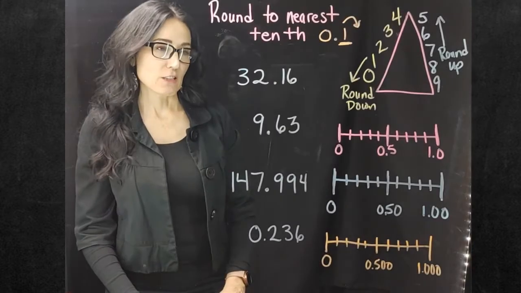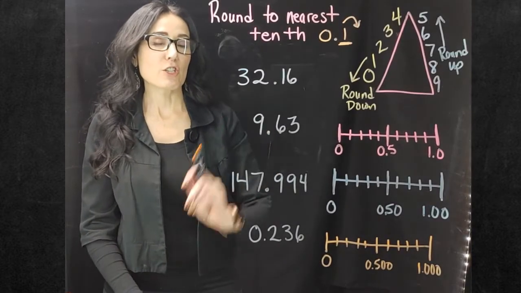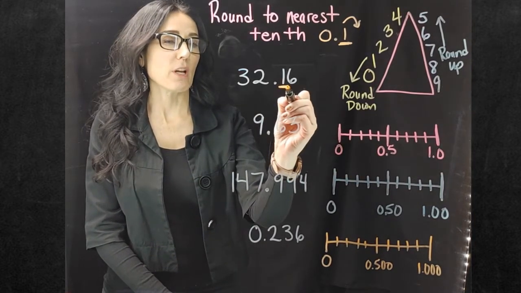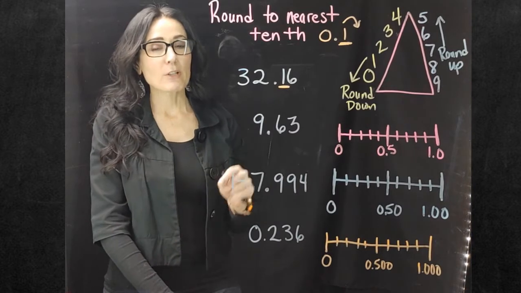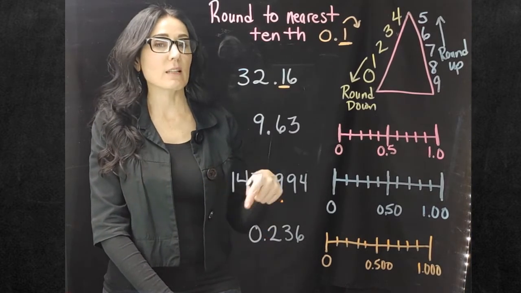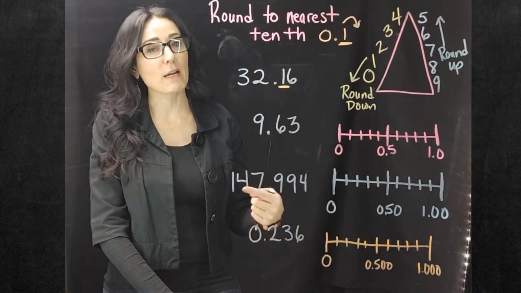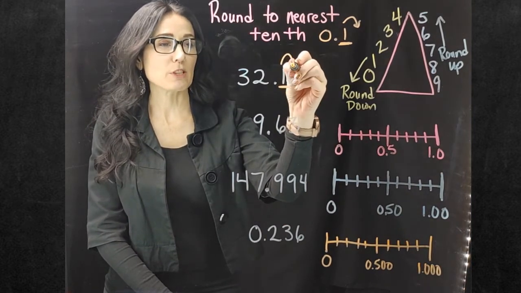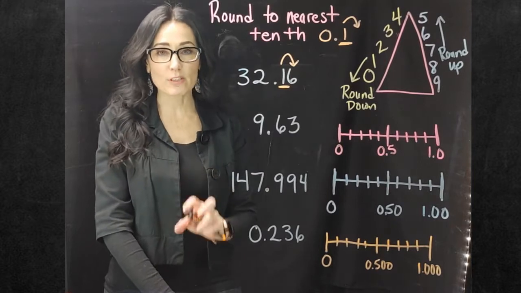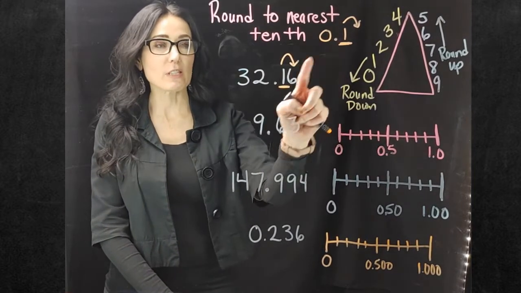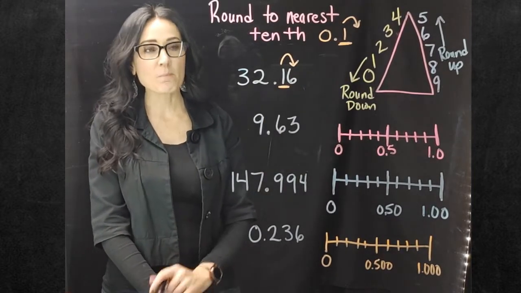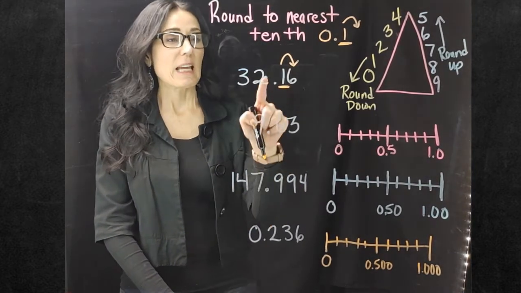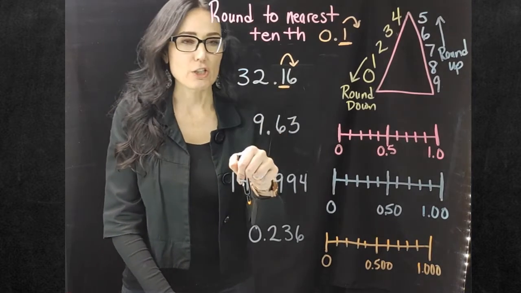So let's take a look at this first example. We have 32 and 16 hundredths. So here is the number we are rounding. The number 6 is going to tell us if we're rounding up or we're rounding down. I like to underline the actual number that's being rounded, which is our tenths place. So I'm going to underline the 1. I point to the number 6 because that's the number that tells me, is this going to stay a 1 or are we going to make it a 2?